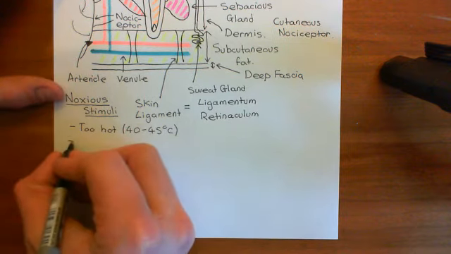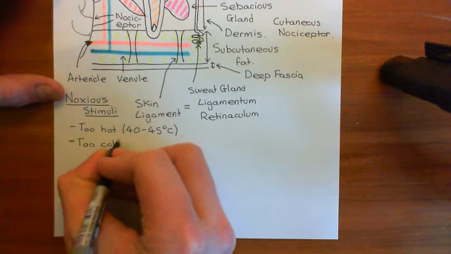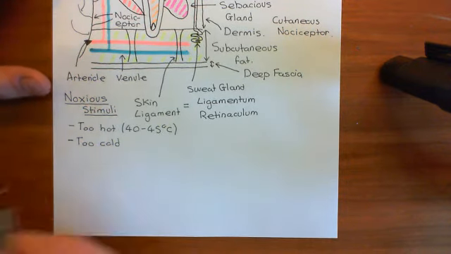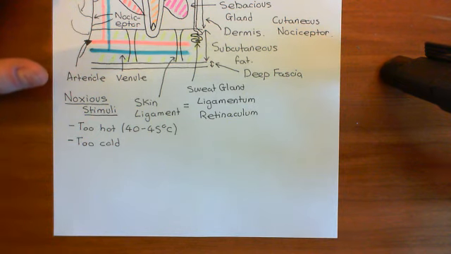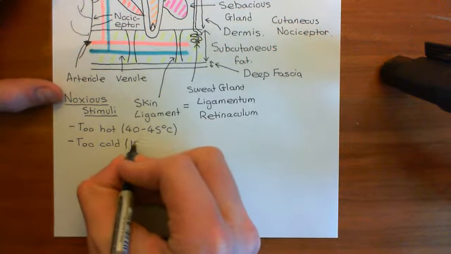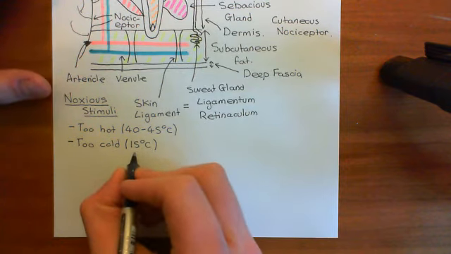Okay, then in addition, too cold contributes a noxious stimulus. This one's much more variable, however. It's not fixed what temperature someone will actually find painful, basically. Generally, it's around 15 degrees Celsius, but you get some people who will find 30 degrees Celsius painful.